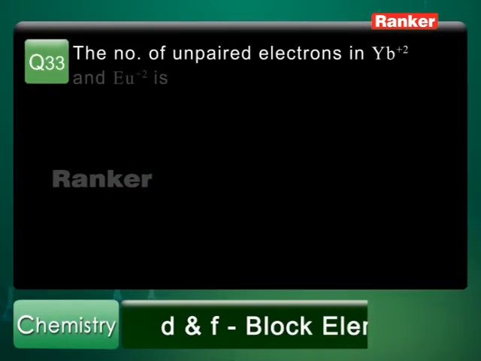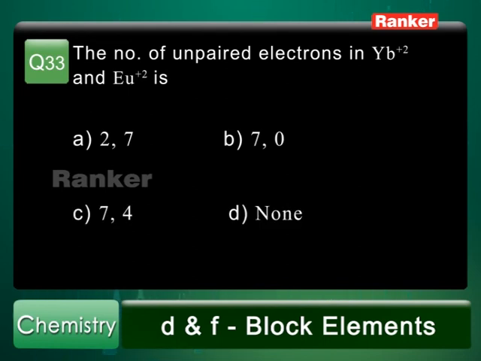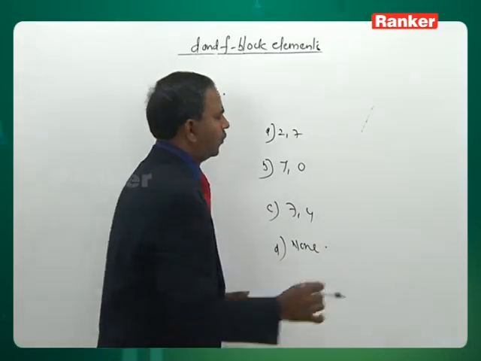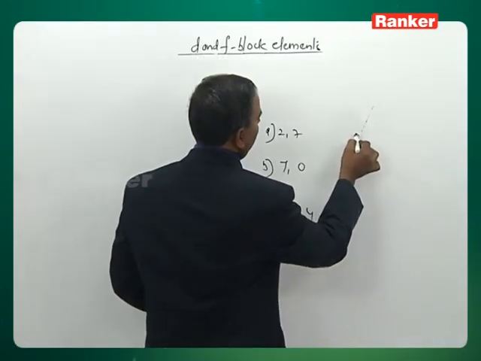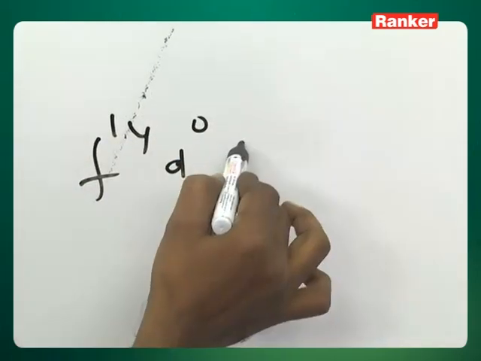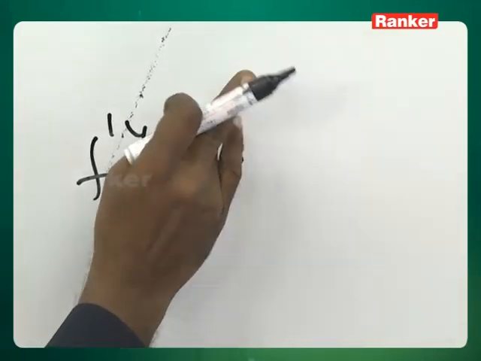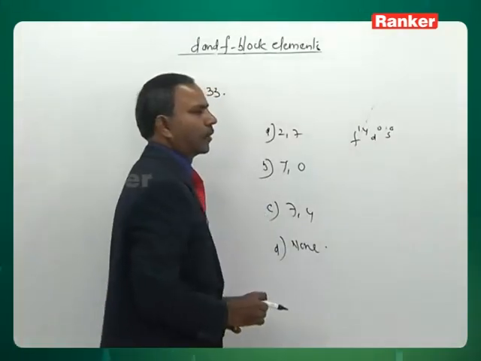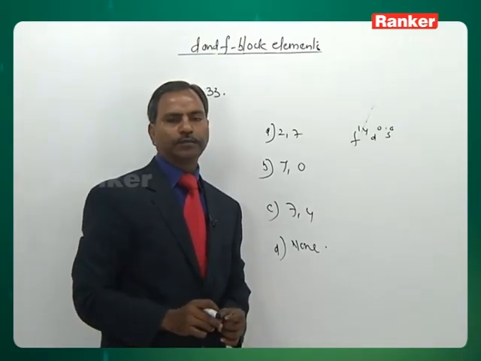Question number 33: the number of unpaired electrons in ytterbium plus 2 and europium plus 2 is. Option A is 2, 7. Option B, 7, 0. Option C, 7, 4. Option D, none. Ytterbium plus 2: the electronic configuration is f14, d0 and s0.